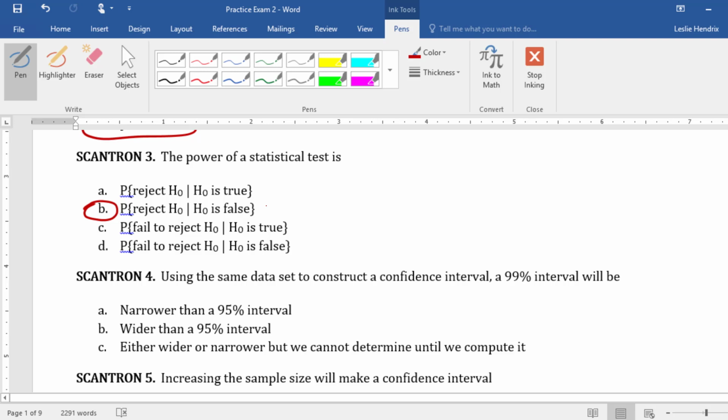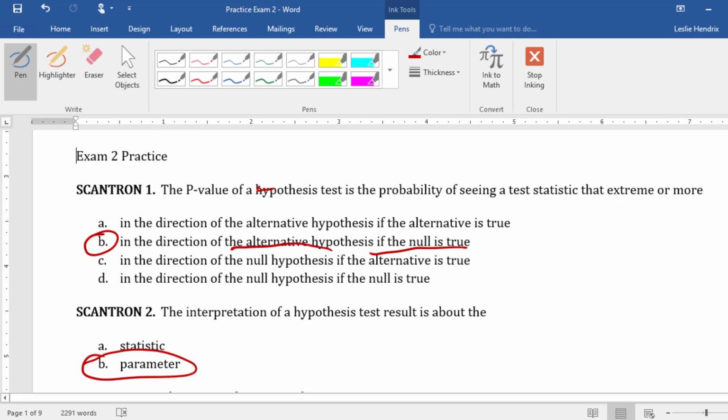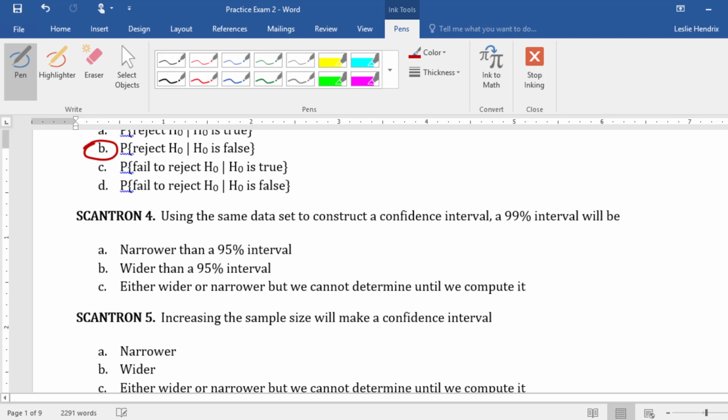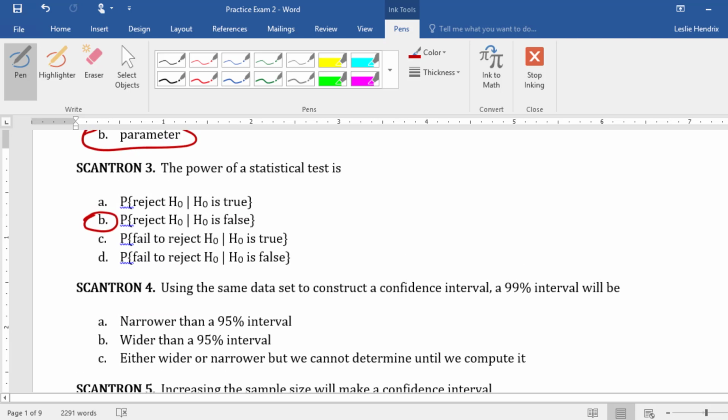Now, you also need to know the definition of a type 1 and type 2 error. So let's find those answer choices here. So what's a type 1 error? Well, that is the probability of rejecting the null hypothesis given that the null is true. So that's your alpha level of your test. So that's a type 1. Type 1 error rate is the alpha level of your test.